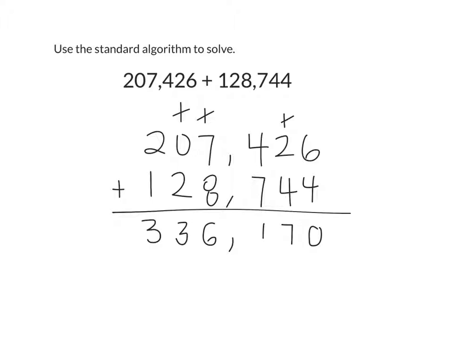But how do I say that using word form? First tell me, how many periods do I have altogether? 2. Okay, let's name it period by period. In the first period, what number do you see? 336, what is that? 336,000. Very good. Then I have 170, and that's it. So the whole number altogether is 336,170. Very nice.